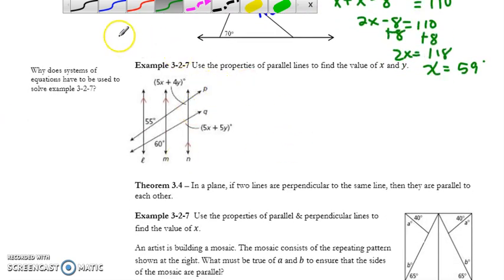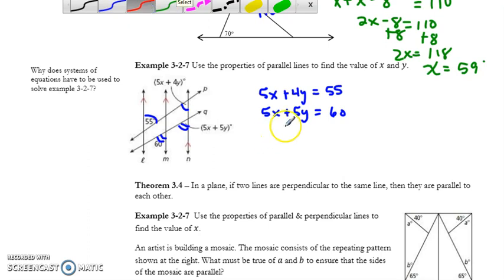All right, taking a look down here, if we've got parallel lines, let's look for some relationships of some angles that we have here. It looks like with these being parallel and this transversal cutting through, that this one and this one would be equal, and this one and this one would be equal because those would be corresponding. So we have 5x plus 4y equals 55. And then down here we have 5x plus 5y equals 60.